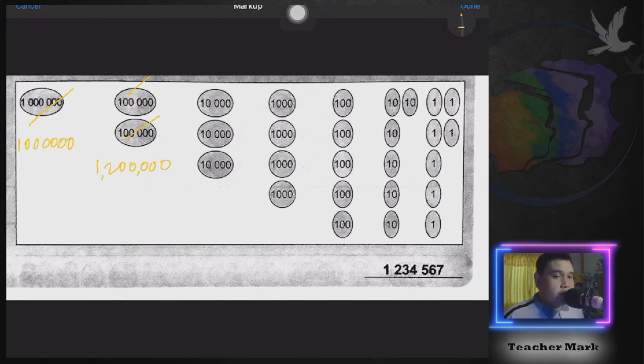Continuing the skip count to the next lower place value, we have the 10,000s place rather. So we have 1,210,000, 1,220,000, 1,230,000. So that's equivalent to 1,230,000. So going to the next lower place value, which we now have the thousands place, continue the skip count process.